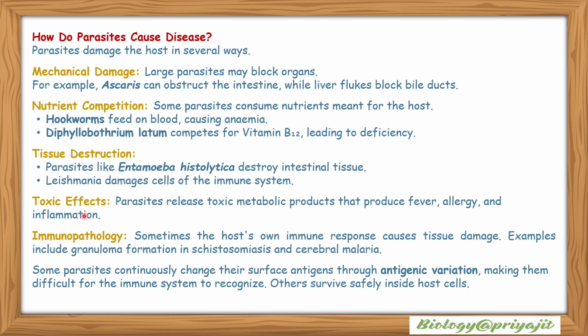Tissue destruction. Parasites like Entamoeba histolytica destroy intestinal tissue. Leishmania damages cells of the immune system. Toxic effects. Parasites release toxic metabolic products that produce fever, allergy, and inflammation. Immunopathology. Sometimes the host's immune response causes tissue damage. Examples include granuloma formation in schistosomiasis and cerebral malaria. Some parasites continuously change their surface antigens through antigenic variation, making them difficult for the immune system to recognize. Others survive safely inside the host cells.